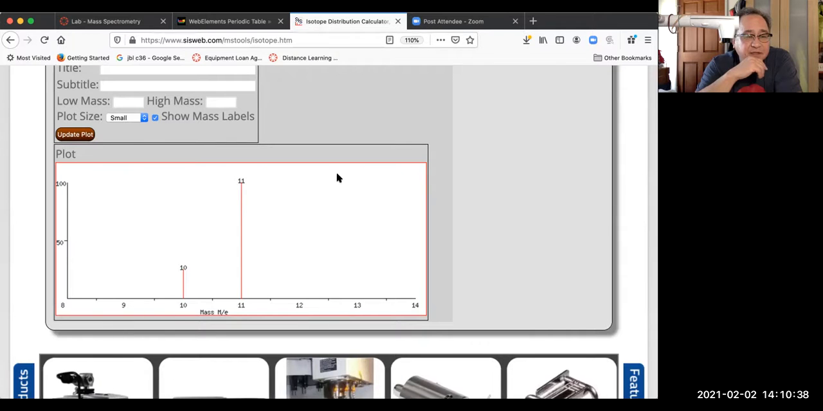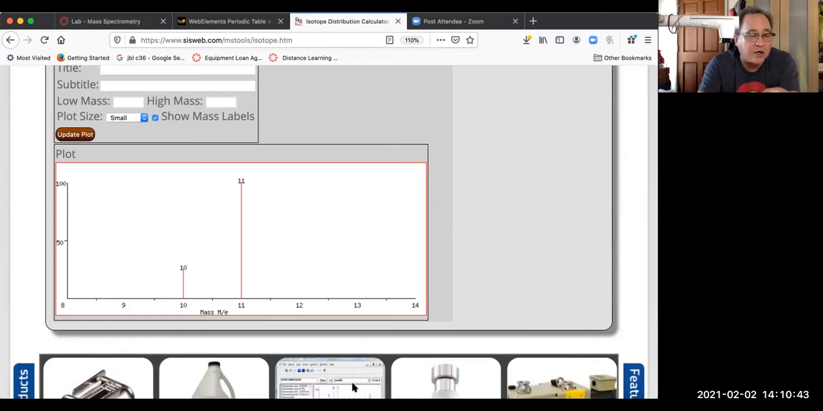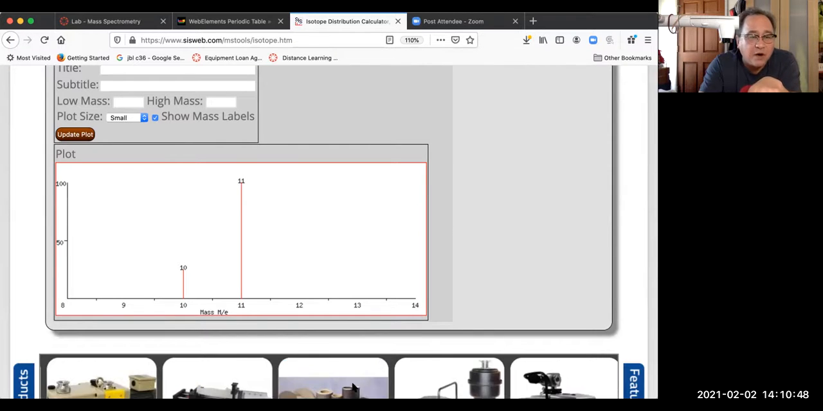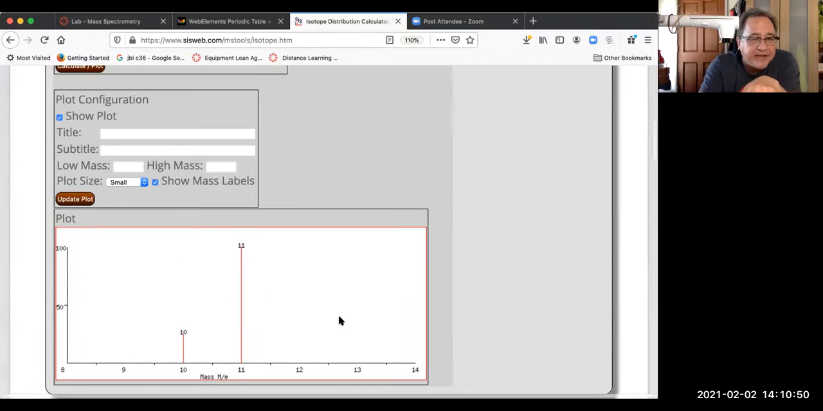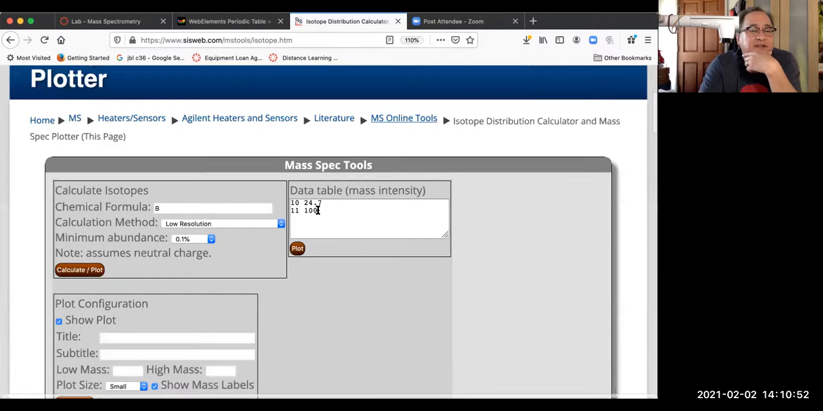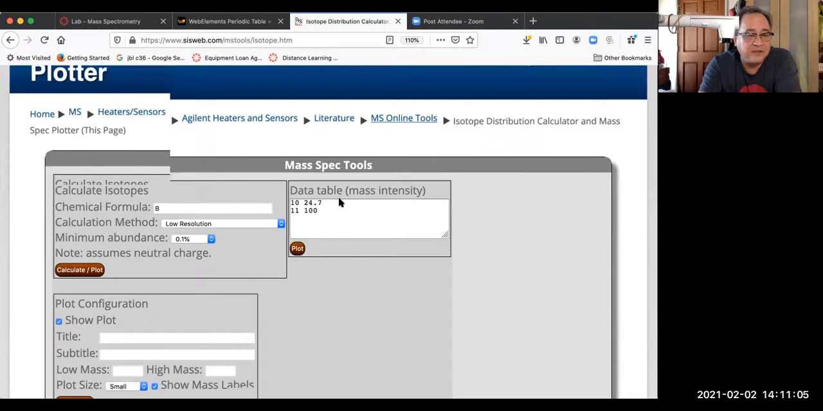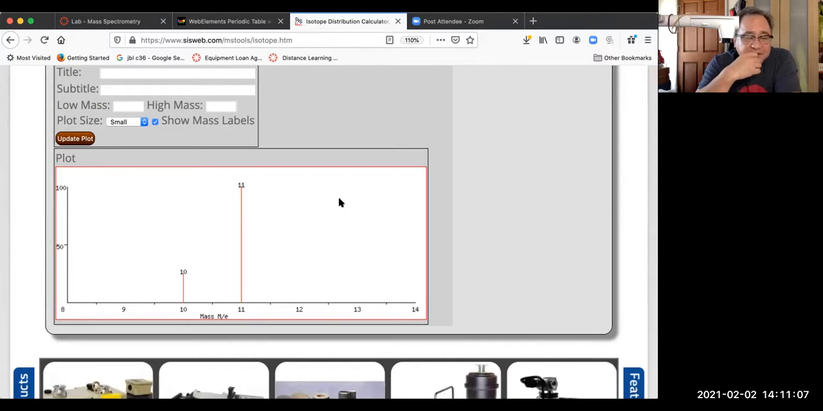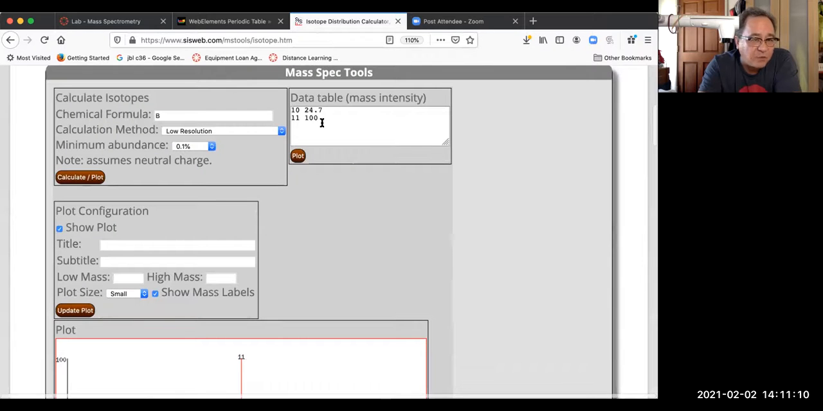It does. So I'm going to change my screen, and you want to go ahead and write this down. And I'm going to go up just a little bit. Do you see the data here? The 11 is 100 and the 10 is 24.7, which is actually a quarter, 25% of it. So go ahead and draw this, and you can write the numbers in: 100 and 24.7.